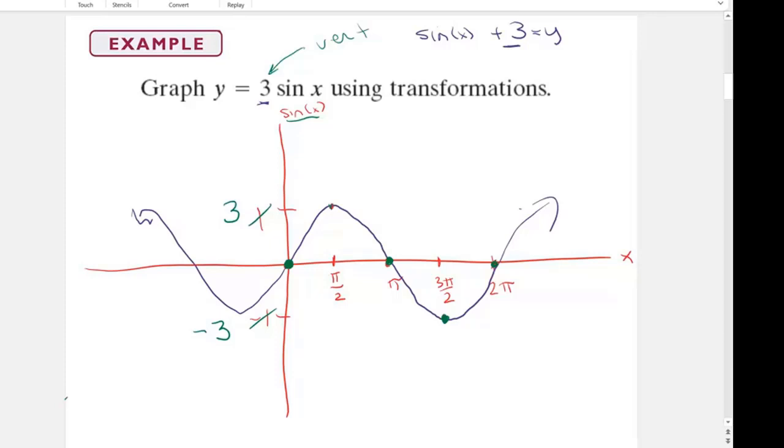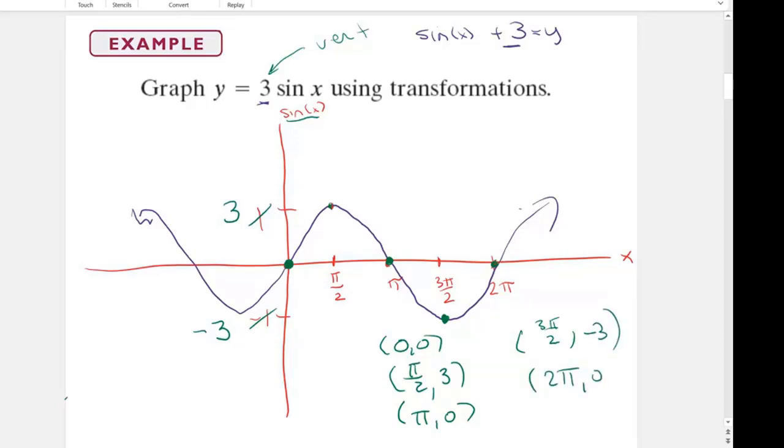If I want to find my points, 0, 0 is still 0, 0. Pi over 2, well, now it's at 3, right? Because I'm multiplying the y by 3. At pi, we're back at 0. At 3 pi over 2, instead of -1, we're at -3. And at 2 pi, we're back at 0.